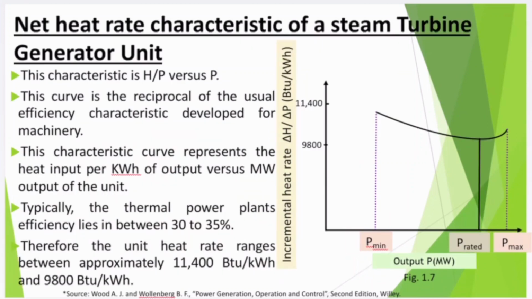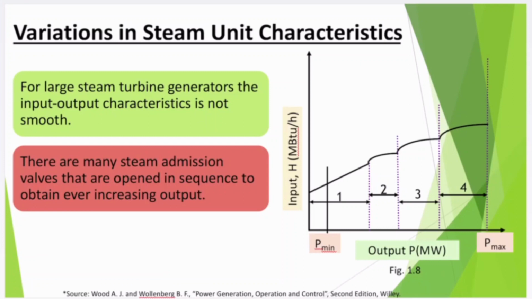Now, the net heat rate characteristic of a steam turbine generating unit. This is one of the practical characteristics where you can see how the values keep varying based on the incremental heat rate. Typically for a thermal power plant, the efficiency is not as high as expected. Now, if you look into the characteristics of multiple steam turbine units, the characteristic keeps changing, that is my linear characteristic, and the linear characteristic then jumps to another level, and again jumps to another level.